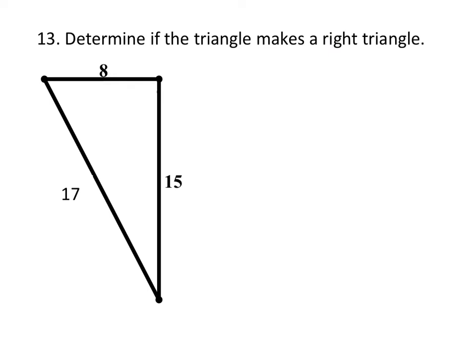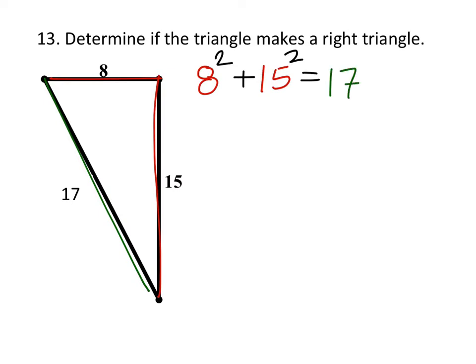Number 13, determine if the triangle makes a right triangle. So we first need to identify, it looks like 8 and 15 would have to be legs because they're the shortest sides. 17 is the longest, so we would have to assume that's the hypotenuse. So I've got the two legs, 8 and 15. If I square those and then add the squares together, it should give us the hypotenuse squared as well. So let's just evaluate these.